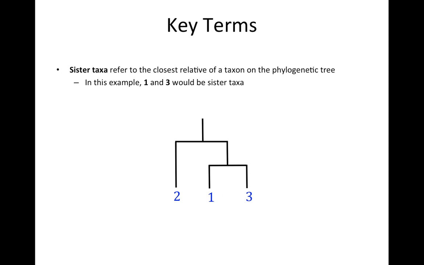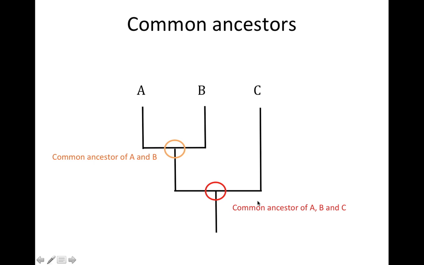Okay, so moving on to a few more key terms. Sister taxa refer to the closest relative of the taxon on a phylogenetic tree. So if you remember that basic phylogenetic tree we made earlier, 1 and 3 would be sister taxa. So we just call that sister taxa right there. Okay? So 1 and 3 are sister taxon. So again, common ancestors, I talk about them a lot. So this is the common ancestor of A and B, and this is the common ancestor of A, B, and C.